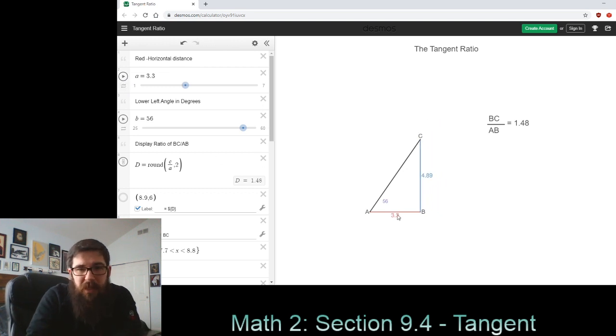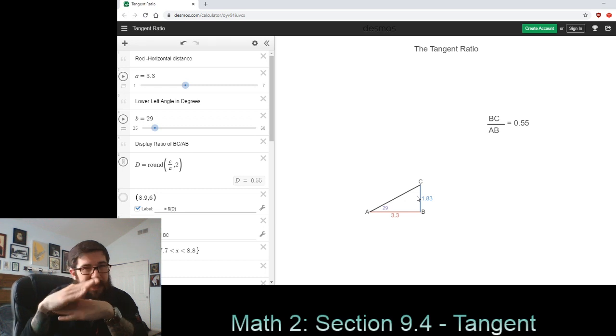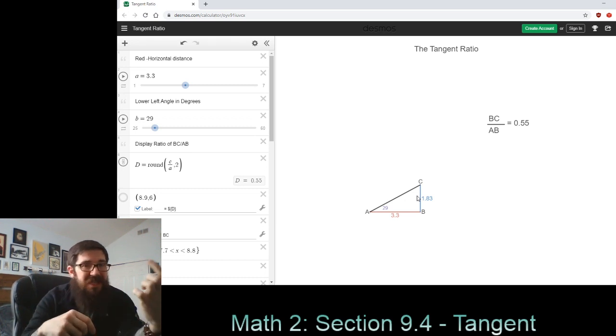Now, I'm going to change B, which is going to change this angle here. So as we play this, we went up to 60, now we're decreasing. Watch what happens. As I get smaller with the angle, look what happens to this ratio, my opposite side and adjacent side. You'll notice this 3.3 is going to stay. That guy's not going to change. All that's really changing is the opposite side. The angle gets smaller, so does the opposite side, but the adjacent side doesn't have to change.